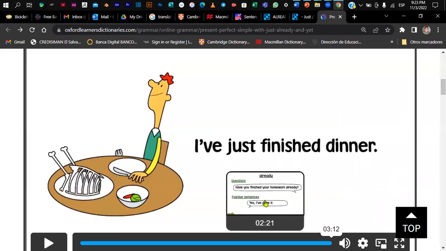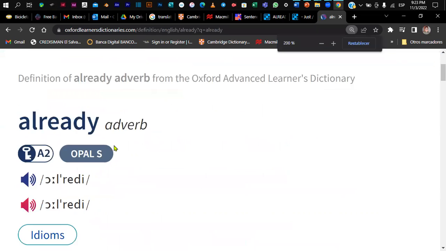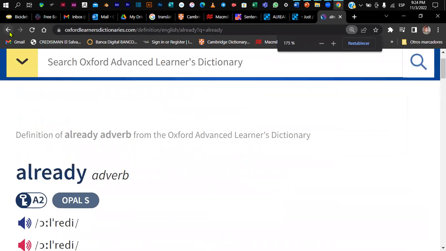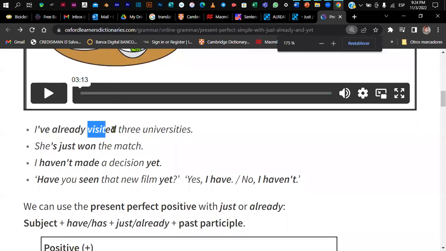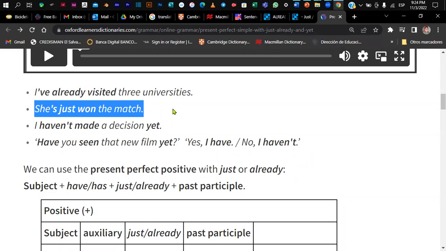Okay, we can check more than this to see how it works. The first sentence says, I've already visited three universities. You mean universities, it's plural. If you check, where is the location of already? Before the main verb. And the main verb is? Visited. Correct.